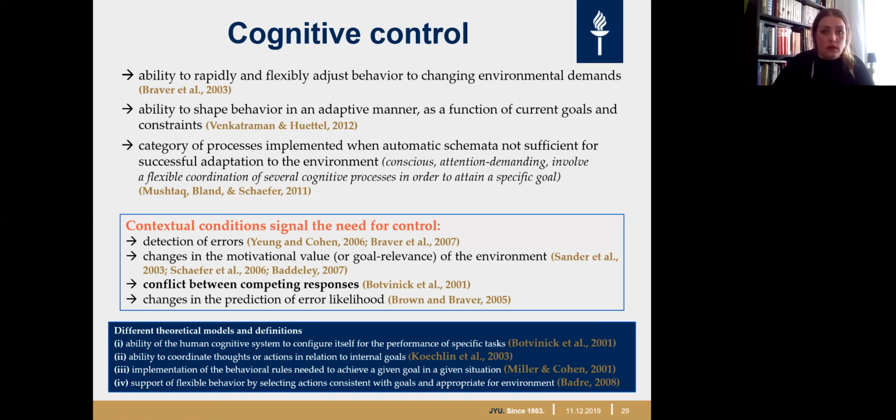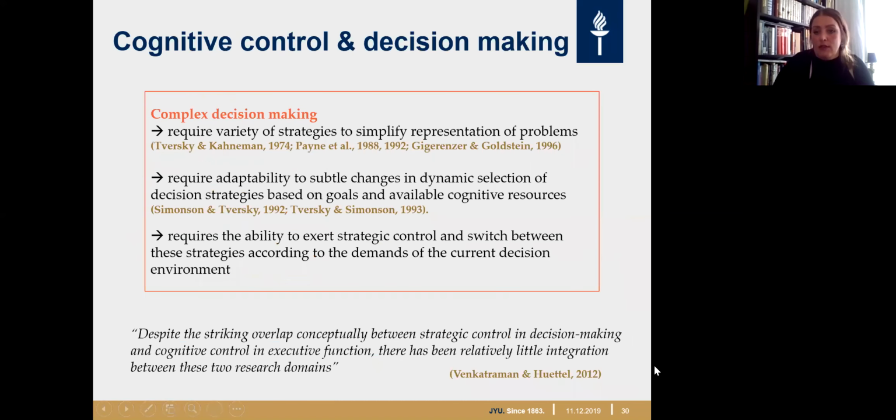There are also different kinds of theoretical models and definitions of cognitive control, all contributing to the sort of understanding which is in line, but different ways of approaching it. And here are the references if you want to have more information about it.